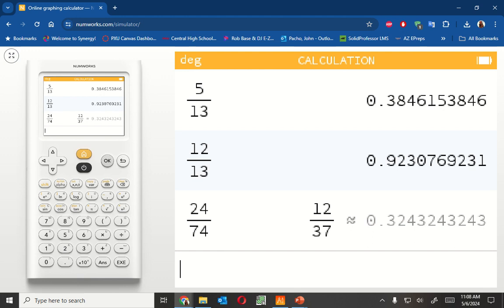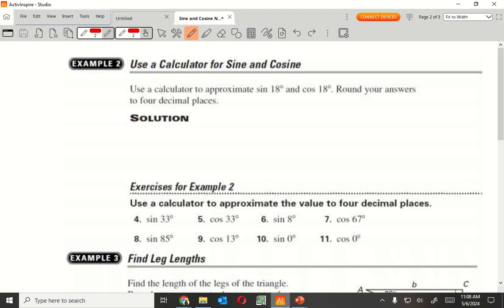Now is the time that it's going to matter. Is any of this going to be affected if it was degree or radian? No. It's not going to affect your answers until you hit the buttons sine, cosine, tangent. When we start pressing those, you need to make sure your calculator is in degrees. This next one says, use a calculator to approximate sine 18 and cosine 18. Round your answers to 4 decimal places.